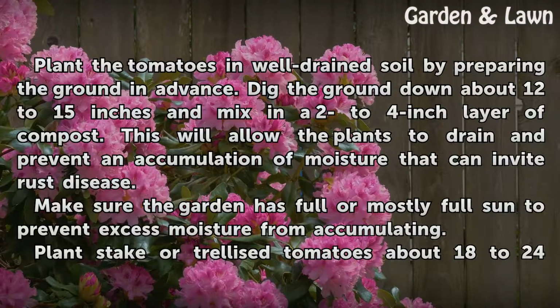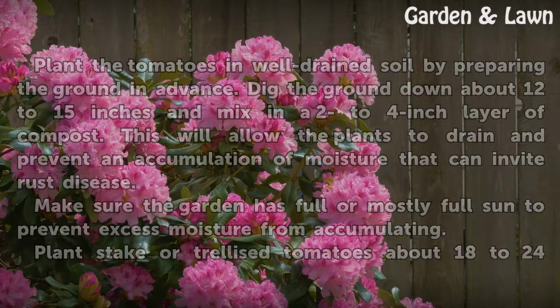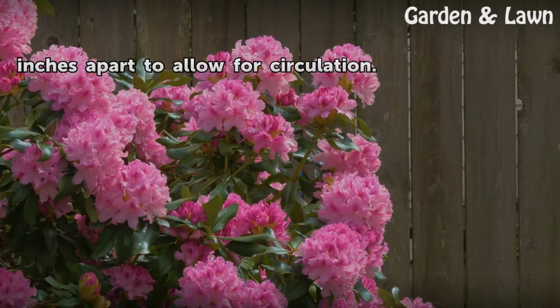Make sure the garden has full or mostly full sun to prevent excess moisture from accumulating. Plant stake or trellis tomatoes about 18 to 24 inches apart to allow for circulation.